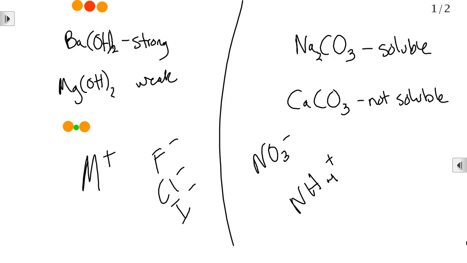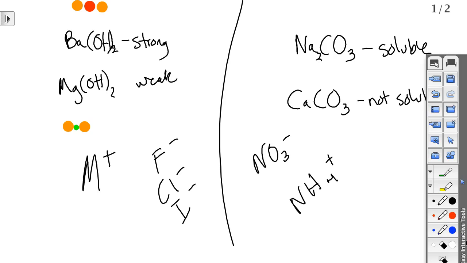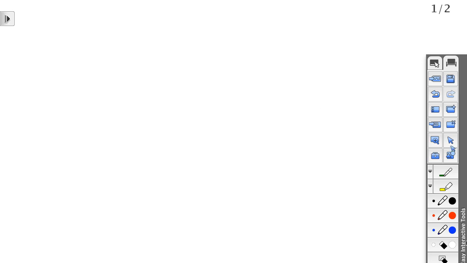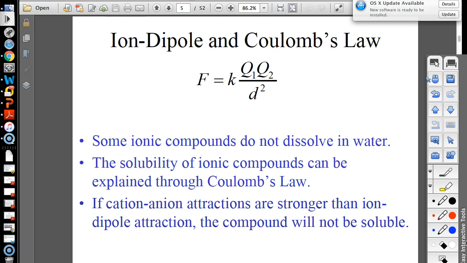The magnitude of charge is one. That's why they're soluble. That's why things disappear in water. Goes back to PowerPoint.